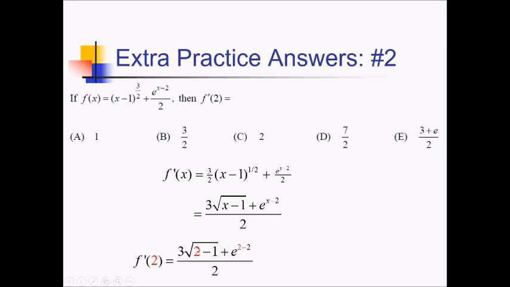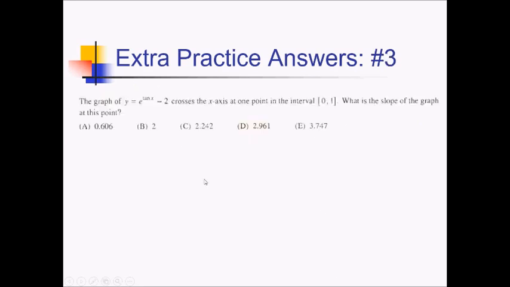So this is 3 times the square root of 1, which is just 3. This is e to the 0 over here, which is just 1. 3 plus 1 gives us 4. So we have 4 over 2, which we can then reduce to 2. So choice C.